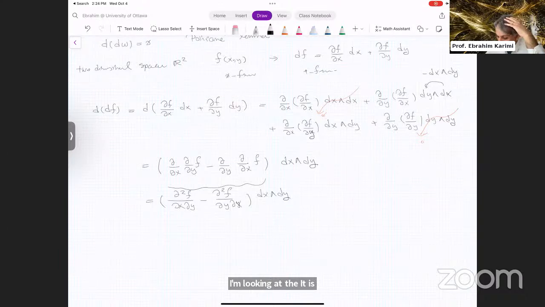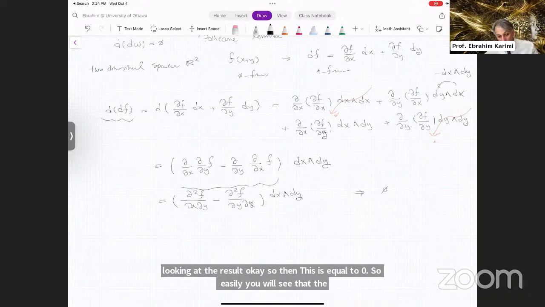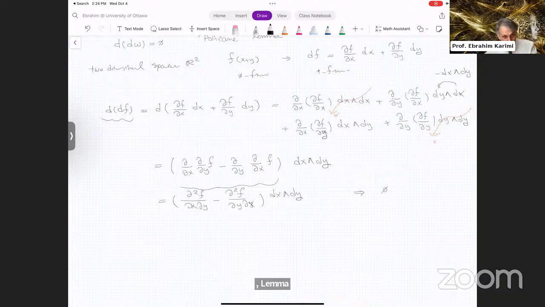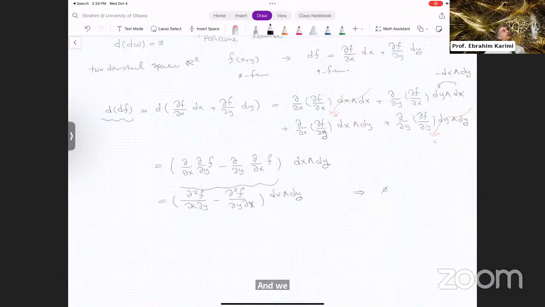So then this is equal to 0. Easily you will see that the Poincaré lemma is correct. It's not a proof, by the way, but we can see that for the 0 form it tells us what is happening, with the continuity of the function being analytical, and the result will be equal to 0.